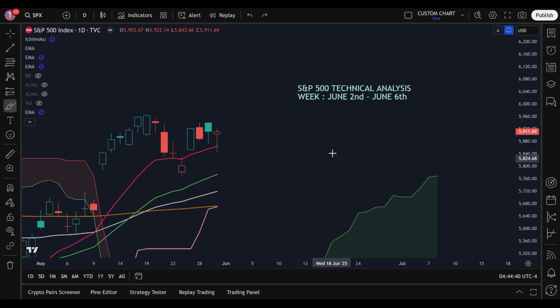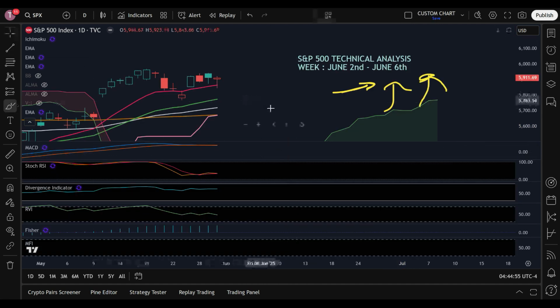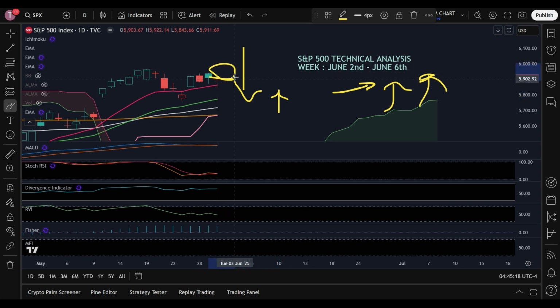Now, in terms of the technicals, S&P 500 is bullish through the moving averages on the daily chart. S&P 500 is bullish through the Bollinger Bands on the daily chart. S&P 500 is bullish through the Ichimoku cloud on the daily chart. S&P 500 is bearish through the MACD on the daily chart. S&P 500 is still holding bullish through the stochastic RSI, and if there comes no good green candle on Monday, then immediately the stochastic RSI will change to bearish.